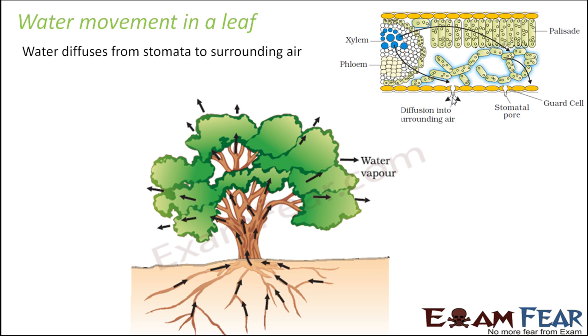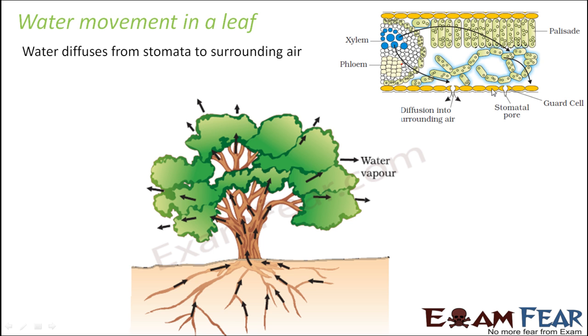So you see, when one water droplet is lost, what happens? Another water droplet comes from this xylem vessel. Similarly, through this stomatal pore also, when one water droplet is lost, another will come through the xylem vessel. So that's how that upward movement will be created. In fact, this is how water will also move in the leaf. So it's a very simple concept.